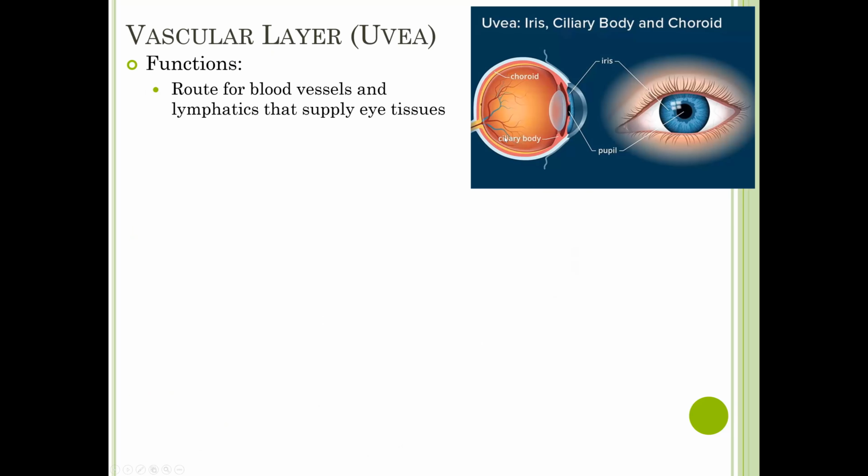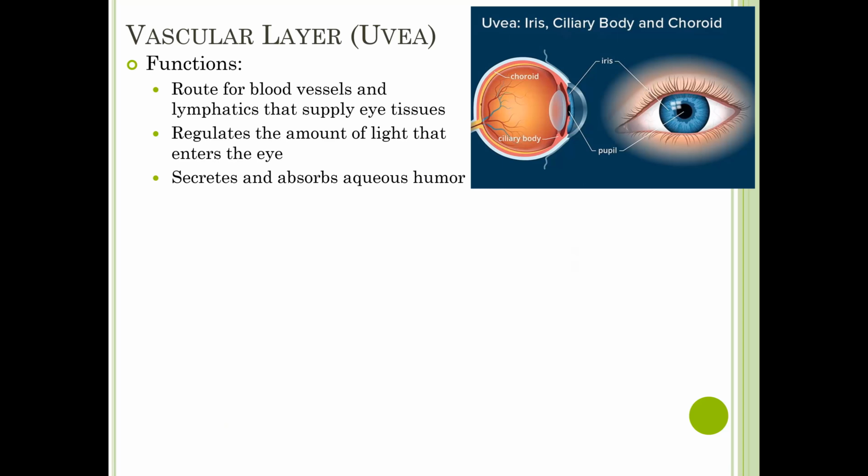So next we have the vascular layer, or the uvea, and this is made up of the iris, the ciliary body, and the choroid. So overall, the vascular layer functions as a route for blood vessels and lymphatic vessels that supply the tissues of the eye. It also regulates the amount of light that enters the eye. It secretes and absorbs aqueous humor, and it controls the shape of the lens, which is necessary for focusing.